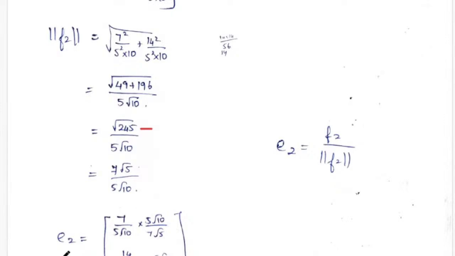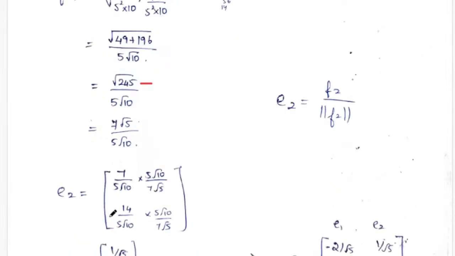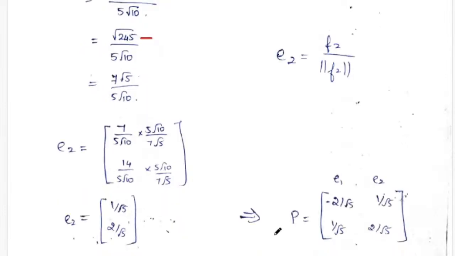So I am finding E2. E2 is nothing but F2 by norm of F2. So F2 is nothing but (7 by 5 root 10, 14 by 5 root 10), divided by norm F2, which is nothing but multiplied by 5 root 10 by 7 root 5. Upon cancelling, we get (1 by root 5, 2 by root 5). So P will be nothing but, here these two vectors are mutually independent, and also these are unit normal vectors.